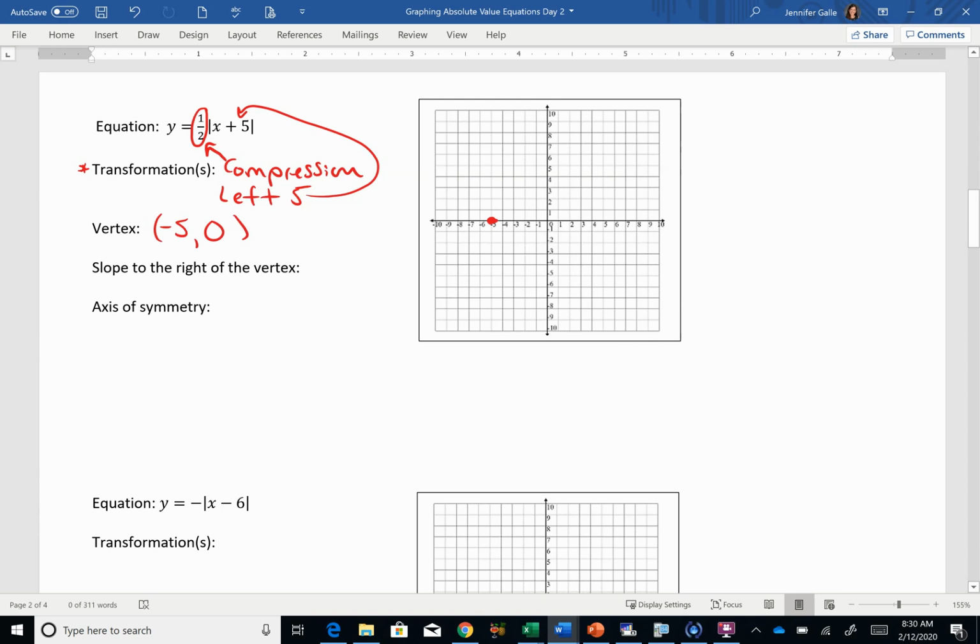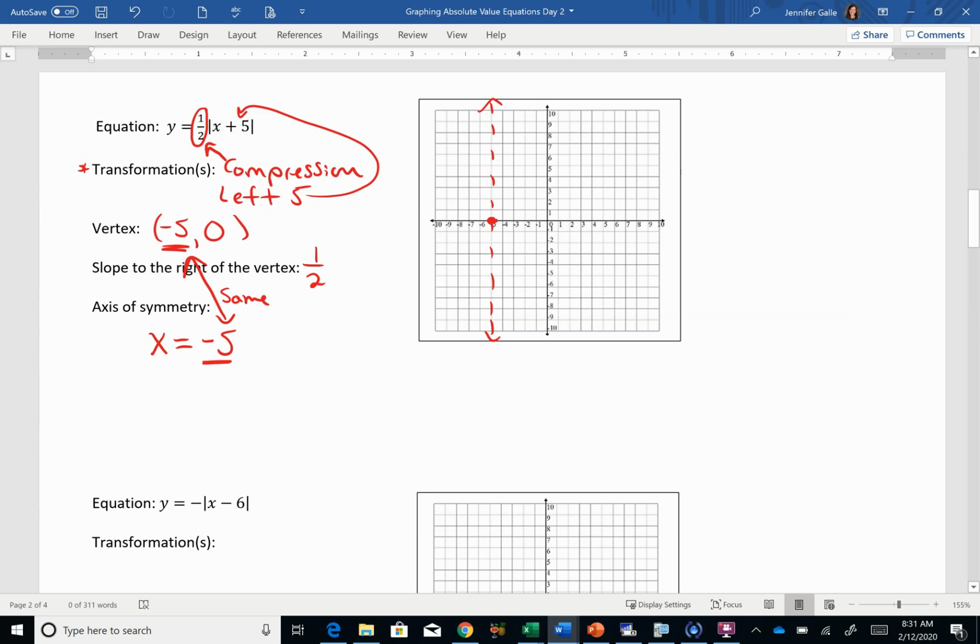The slope of the right side, again, that's that a value, which would be our 1/2. The axis of symmetry cuts our graph in half. It goes right through that vertex point. Remember, x equals, it's a vertical line. I need the equation of that line. The x value for the axis of symmetry always matches the x value at the vertex. Those two will always be the same.